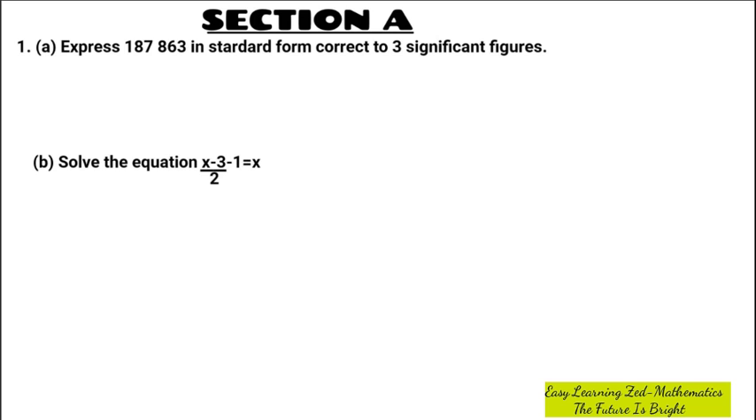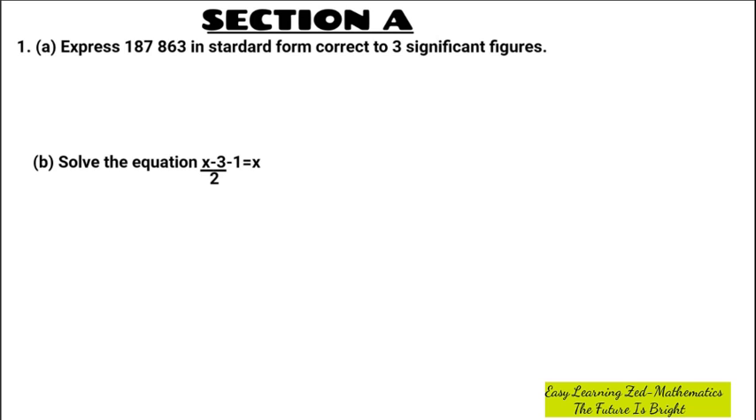So question 1 in this paper was as follows: express 187,863 in standard form, correct to 3 significant figures. Students were asked to write this number in standard form and correct to 3 significant figures. So to solve this question, the first thing you need to do is round off this number to a number that has only 3 significant figures.